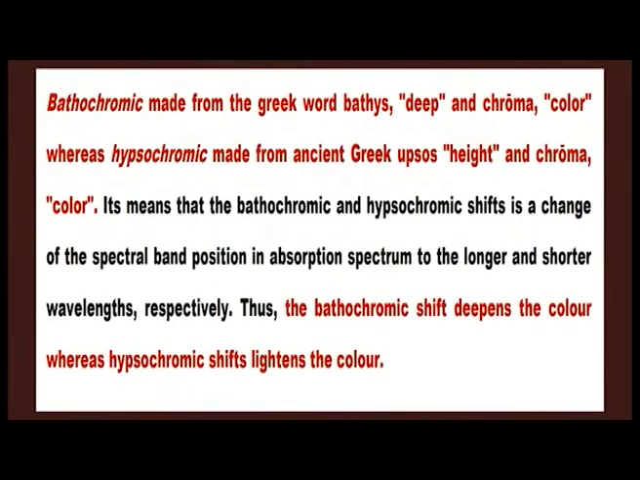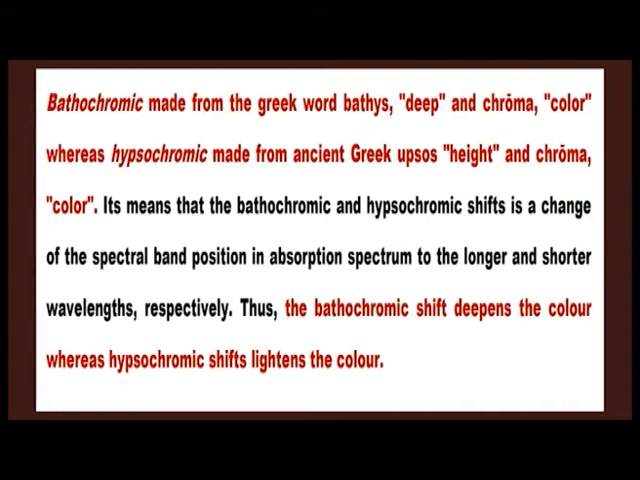During the discussion of this theory, some spectroscopic terms will be frequently used. So, let us discuss them first. Bathochromic is made from the Greek word bathys meaning deep and chroma meaning color, whereas hypsochromic is made from the ancient Greek hypsos meaning height and chroma meaning color. It means that a bathochromic and hypsochromic shift is a change of spectral band position in absorption spectra to longer and shorter wavelengths respectively.